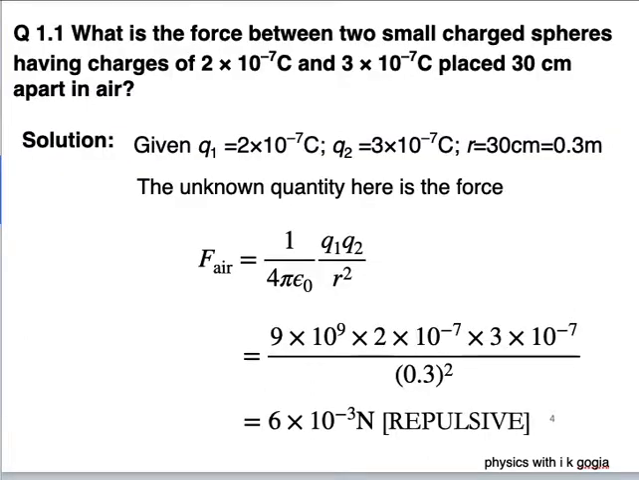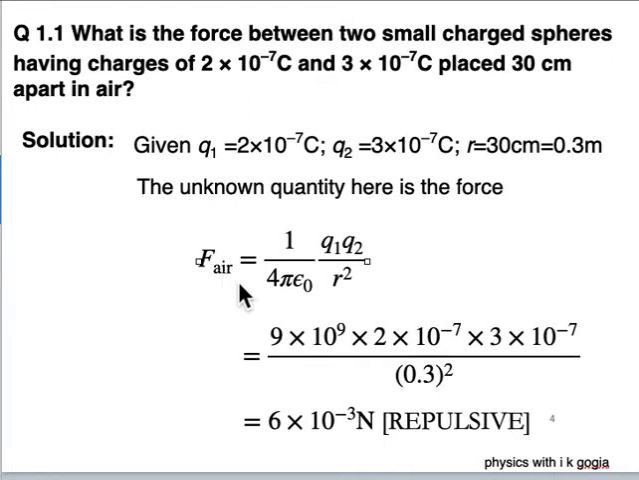Now let's record the data. Here is a question for your reference. For solution, first thing is record the data. This is Q1, first charge is Q1, 2 into 10 to the power minus 7 coulomb. The second charge, 3 into 10 to the power minus 7 coulomb, is Q2. Separation is 30 centimeter, and expressed in SI system, it comes out to be 0.3 meter. The unknown quantity here is the force. So we have to write an expression which relates force with the charges.